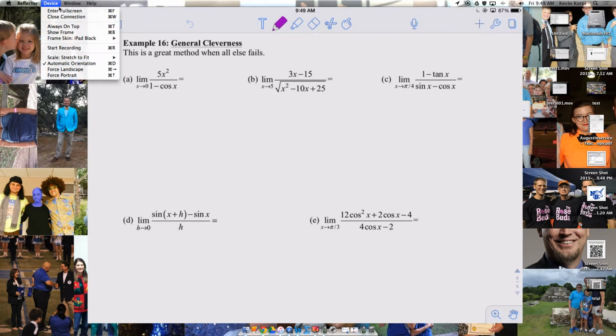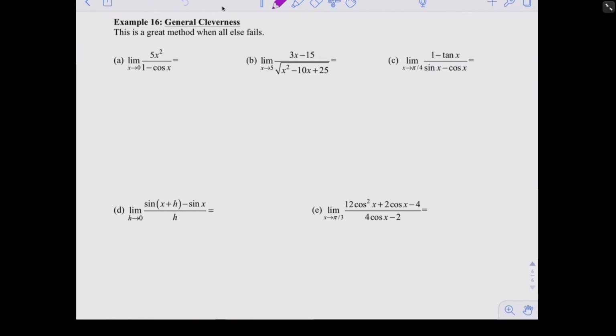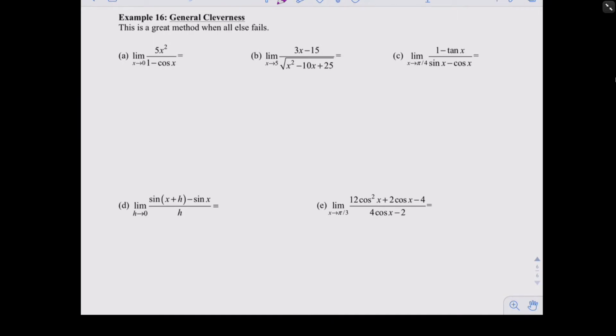Example 16, we already did it. We're going to do it again. It should be easier the second time around, right? This is the last method that we're going to talk about for algebraically evaluating limits.